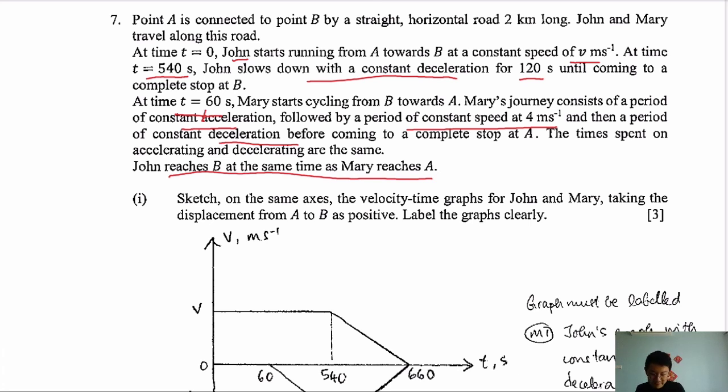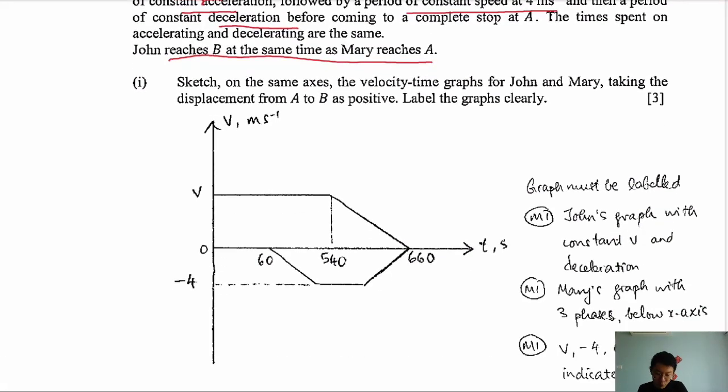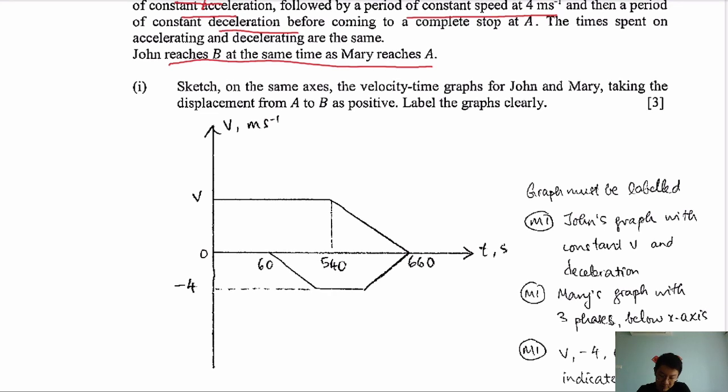For this, we look at the sketch of the axis. This is what happened to the motion. The graph in the upper part here is for John, because from A to B is considered as positive. So the V for John will be positive all the time.